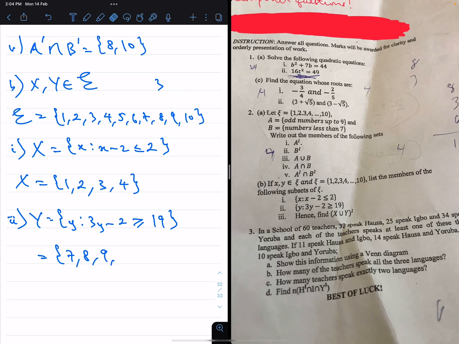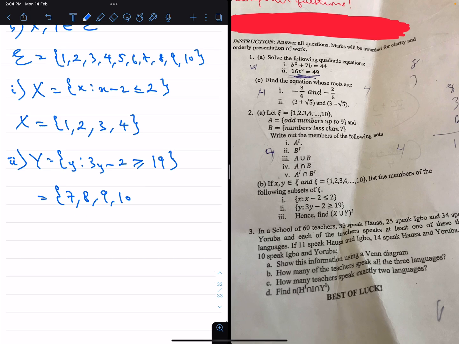The next is 10. 3 times 10 minus 2 equals 30 minus 2, which is 28. And 28 satisfies the condition greater than or equal to 19. That therefore means that 10 is an element of the set y. So the elements of the set y are 7, 8, 9, 10.